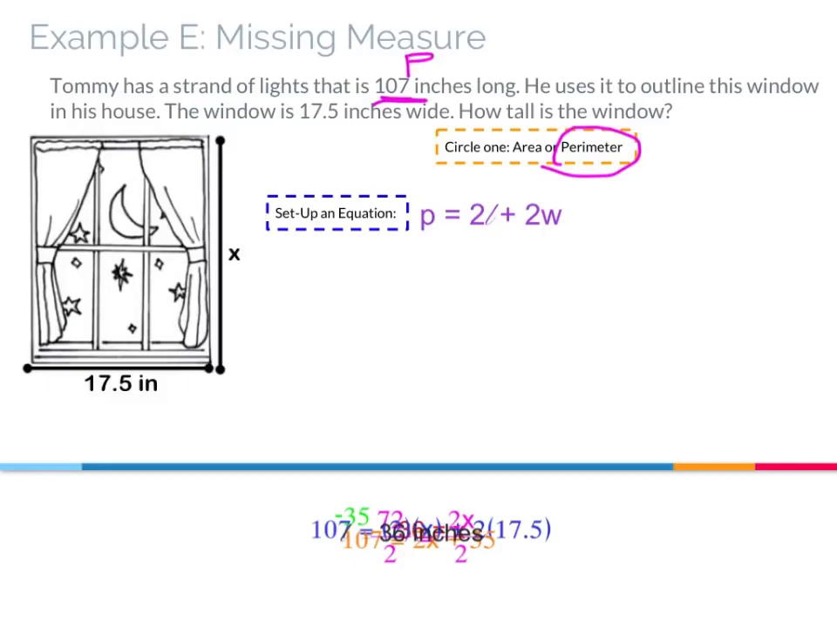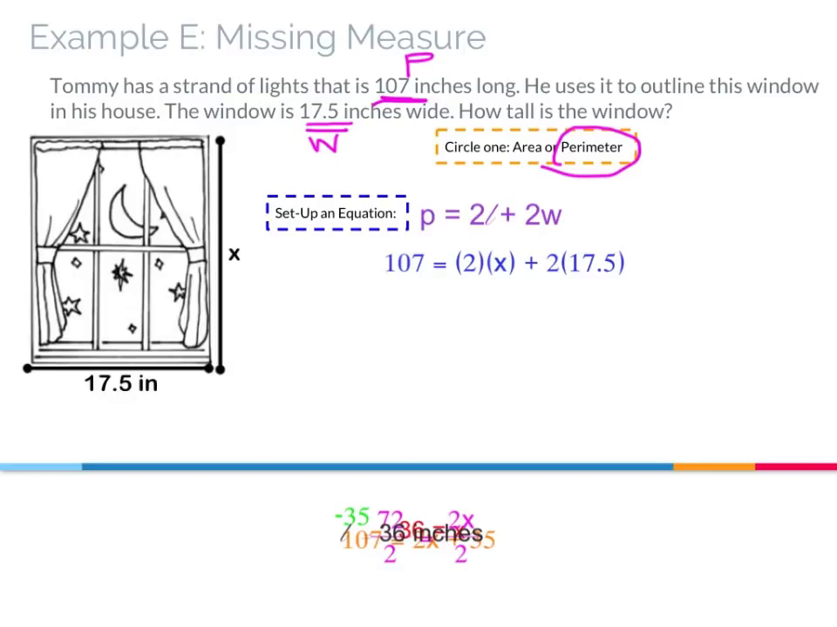And it also says that the window is 17.5 inches wide. So there is our width. Since we need to figure out how tall the window is, we have to solve for the length. And we already know what our perimeter and our width is. So I'm going to substitute in 107 in for P. So we get 107 is equal to 2 times x plus 2 times the width, which we said was 17.5.